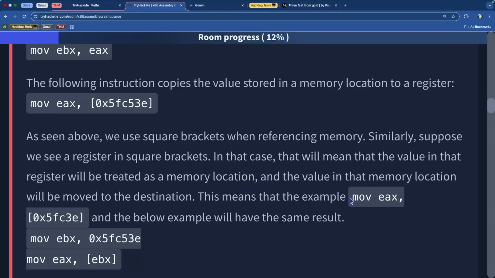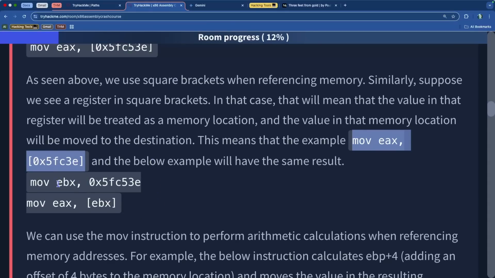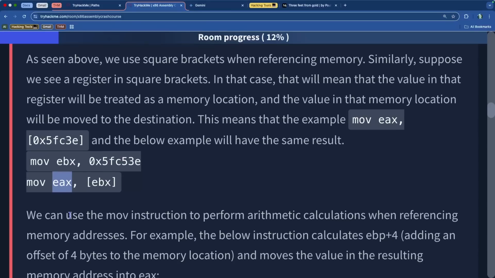This means that the example MOV EAX, this piece, and the below example will have the same result. So MOV EBX, this piece right here, and MOV EAX, EBX, which is the contents of EBX, right? So moving into EBX, this element is going to then put this element inside of EBX. And then if I move EBX to EAX, then I have moved those contents inside of EAX, which will be exactly the same thing as this piece right here, because we're taking these contents and just moving them directly into EAX, which is what we see right here.